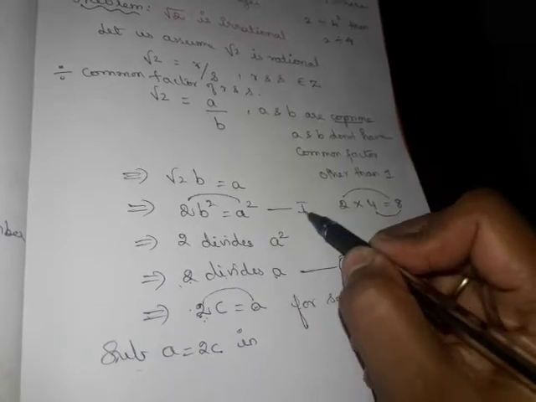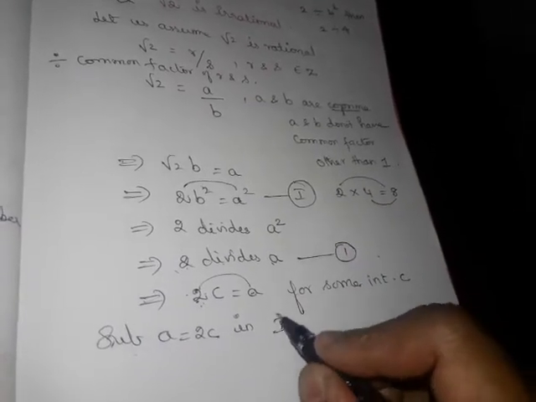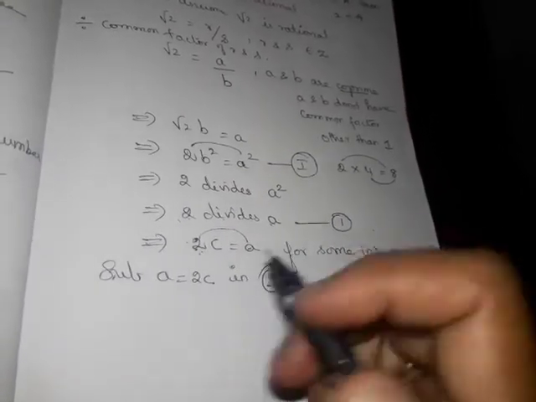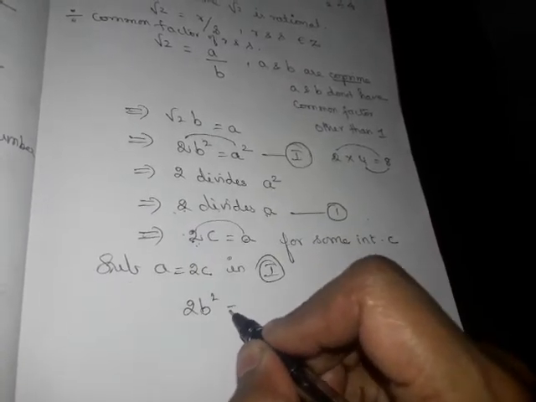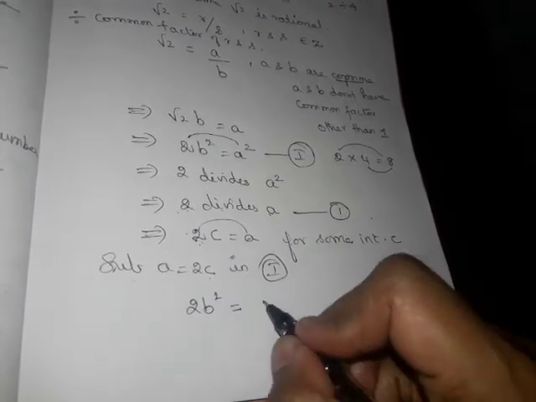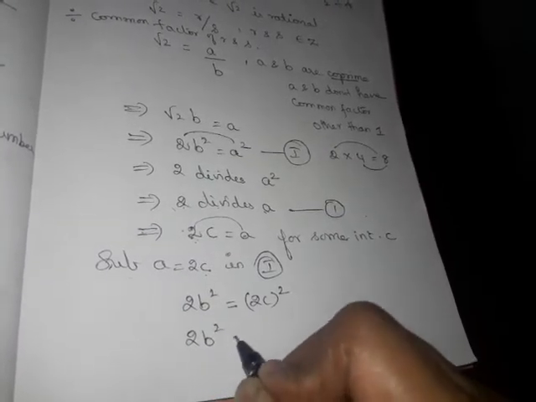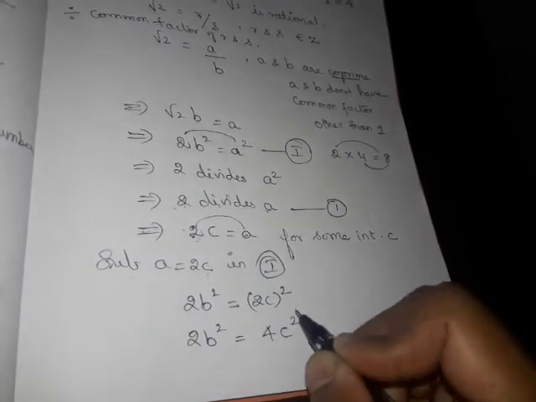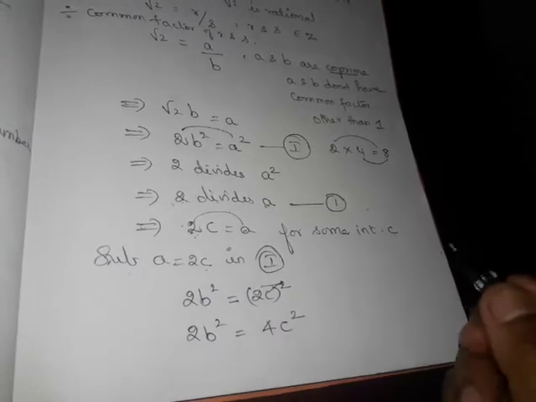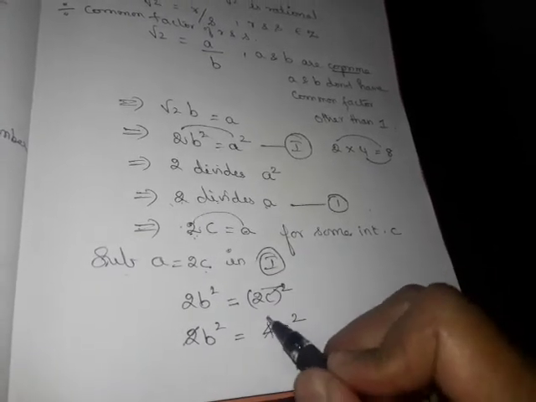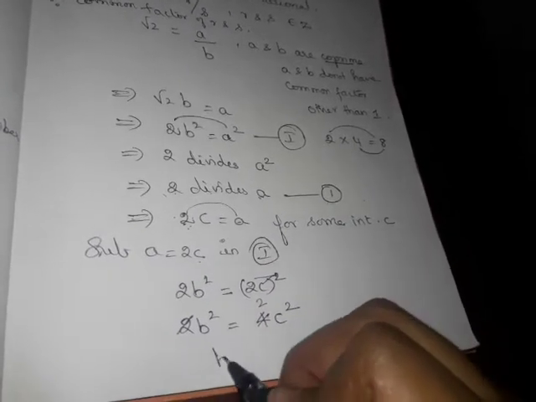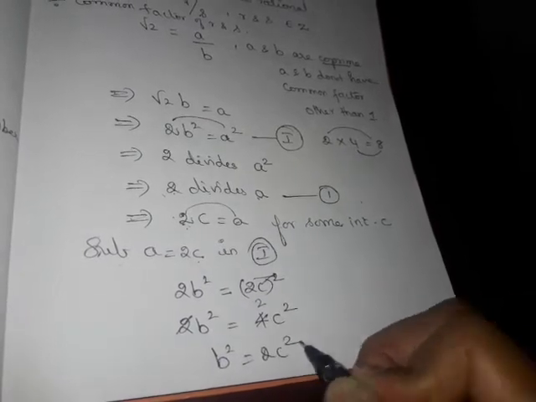Now I am going to substitute A is equal to 2C in which equation? This equation, marked as 1. So what will happen? 2B square is equal to, in the place of A I am going to put 2C, so 2C the whole square. So 2B square is equal to 4C square, because for the whole square I need to square both. So this will become 2C square. So we got B square is equal to 2C square.